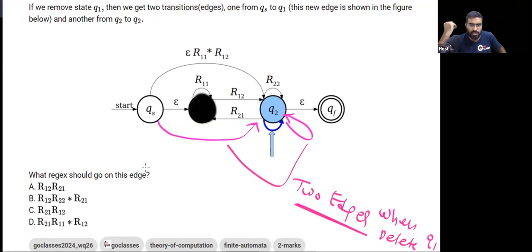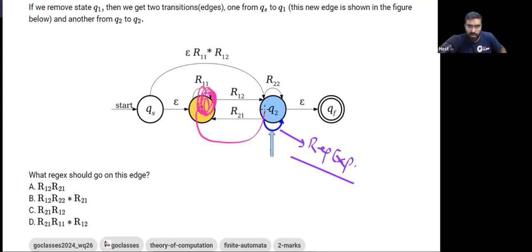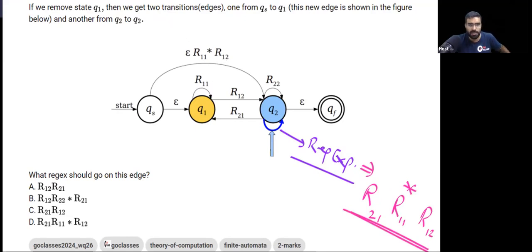What regular expression should go on this edge? What is the question asking about? The question is asking about this edge. What regular expression should go here? If you delete Q1, then you go R21, then any number of times R11, and then R12. The regular expression you will get is R21, then R11 any number of times, and then R12. Agree?